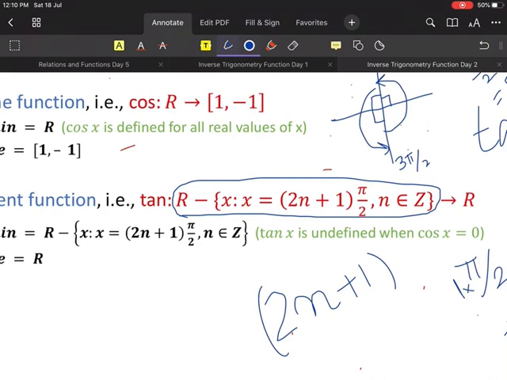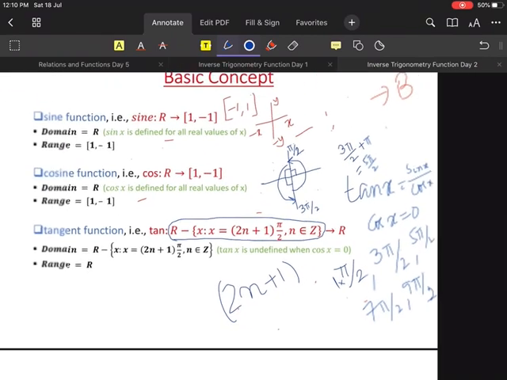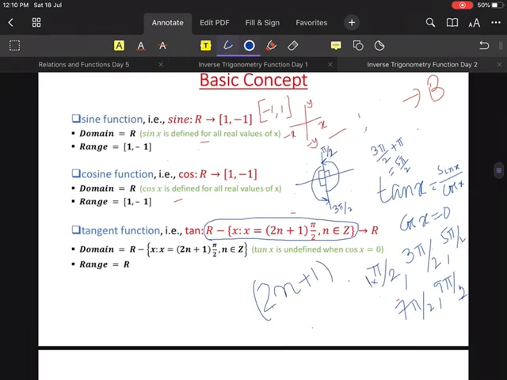So here you see n is an integer. N is an integer means what? N starts from here. Acha, put n as 0. If I put n as 0, I get 1. But 1 into pi by 2 is pi by 2, right? And cos pi by 2 is 0, and it becomes undefined. That's why it's rejected. Am I clear? Understood? So that's how we get the domain of tan x. The domain of tan x is R minus this set of integers.